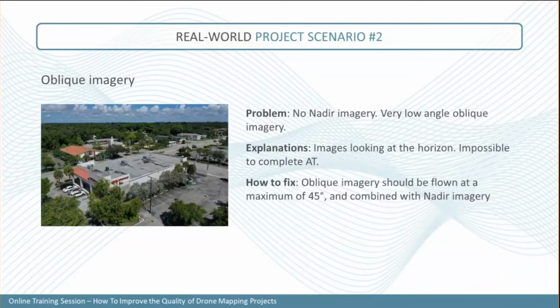The other one is basically a project that's flown only with oblique imagery. As we can see here, we have an example of a very low oblique angle. We can see really far from the real point of view. So sometimes those images should not really belong in typical photogrammetry processing.